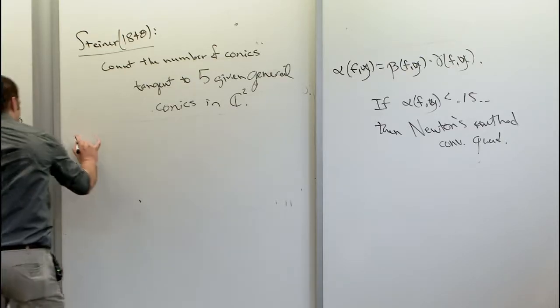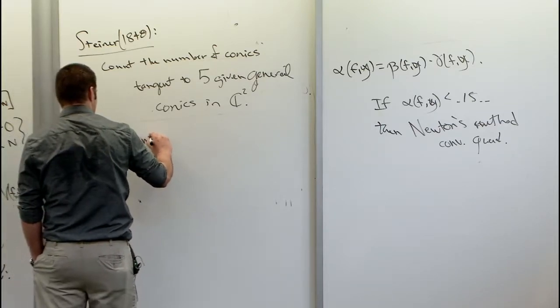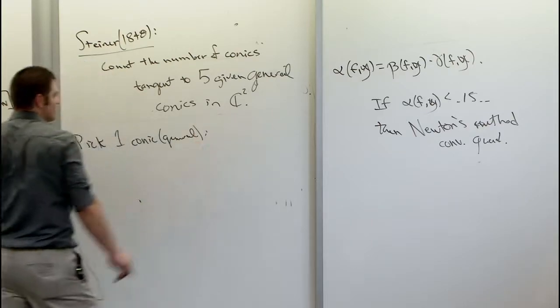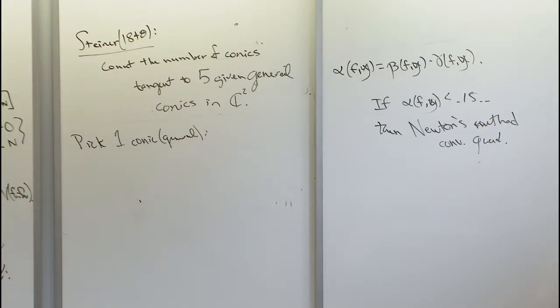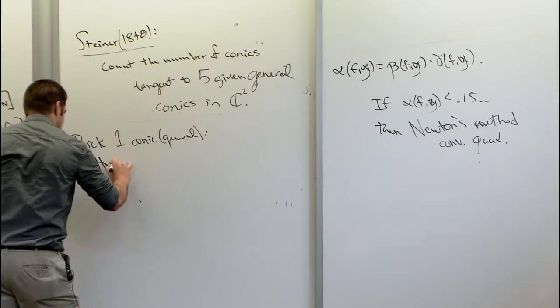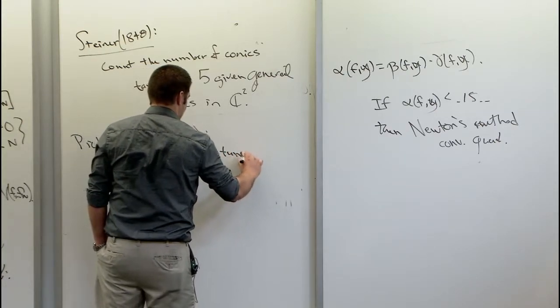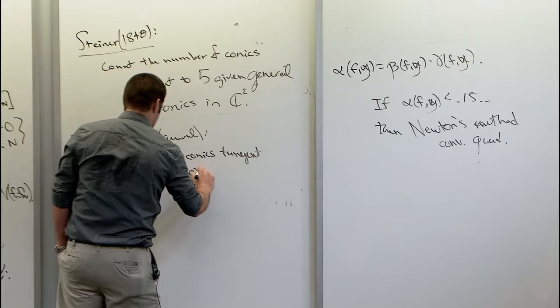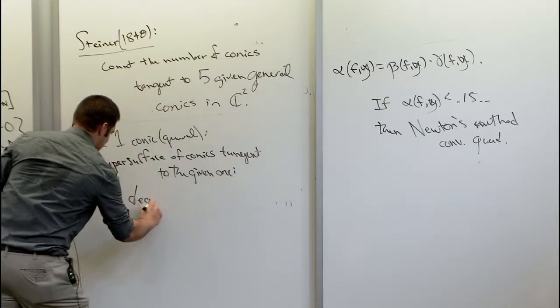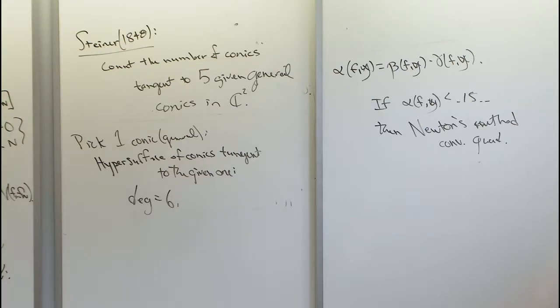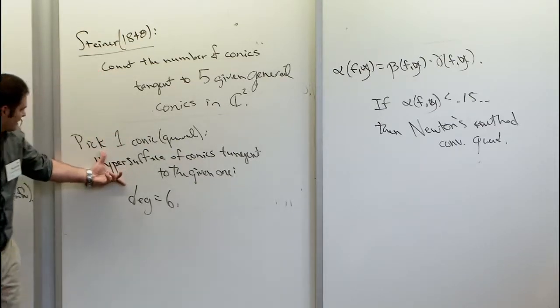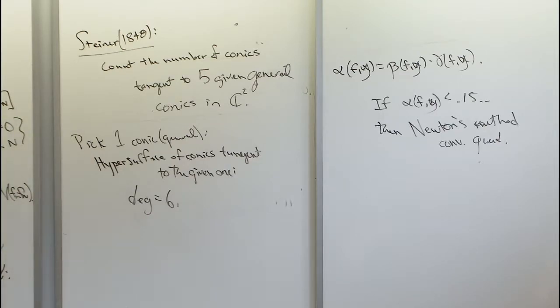What happens if I pick one conic in general? Then there's going to be a hypersurface of conics which are tangent to the given one. And the degree of it is 6. Good? So now Bézout's theorem, all this question is asking is how many points are in the intersection of these 5 hypersurfaces.